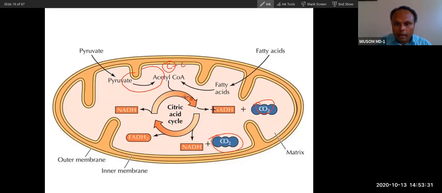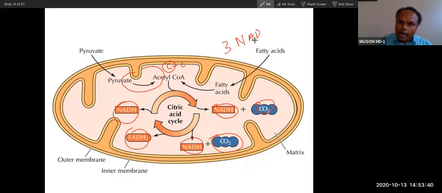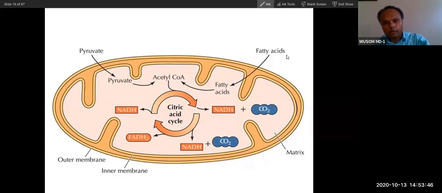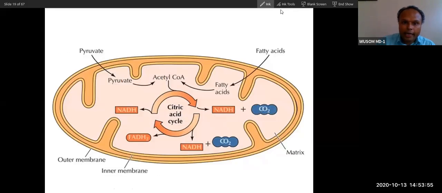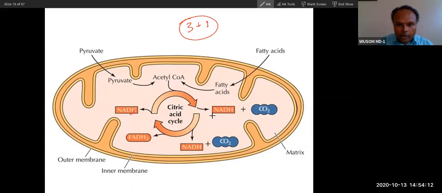And in the Kreb cycle, there is production of 3 NADH and 1 FADH2. Remember this energetics. Now we will talk about the pathway. Rather than talking about the pathway, let me talk about enzymes. We have seen how many NADH are released here? 3 NADH plus 1 FADH2. So how many dehydrogenase steps should there be in the Kreb cycle? 1, 2, 3 and 4. 3 NADH, 1 FADH2, so 4 dehydrogenase steps.